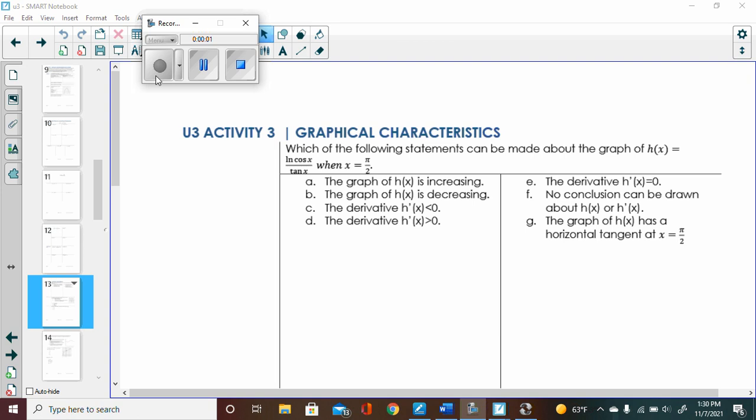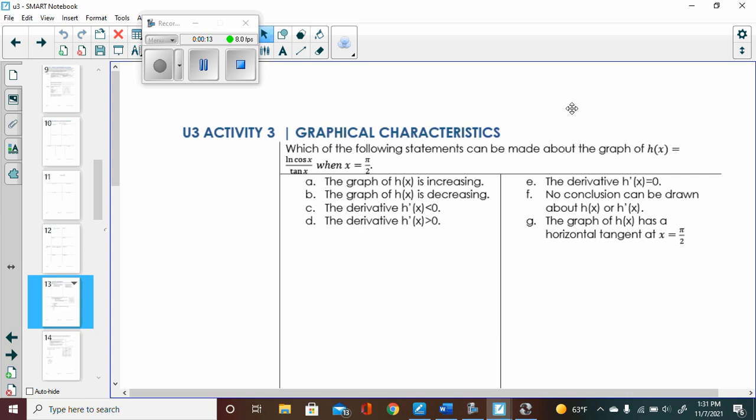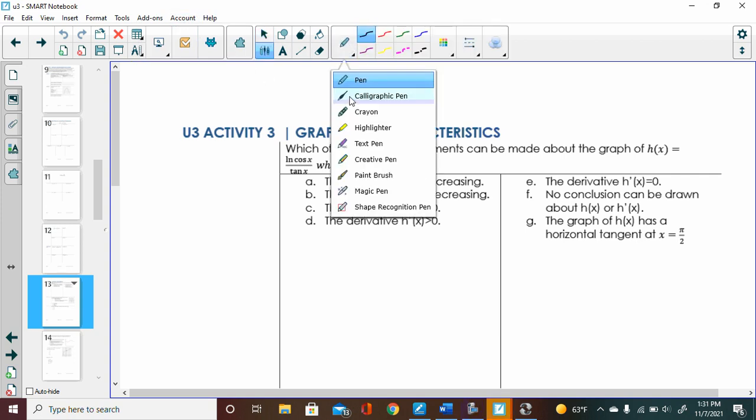This is Unit 3, Activity 3. So this is just revisiting some of those skills related to graphical characteristics, reading graphs, and kind of clarifying some things because it's difficult the first time you start doing some of this stuff, right? So this first question, let's look at it.